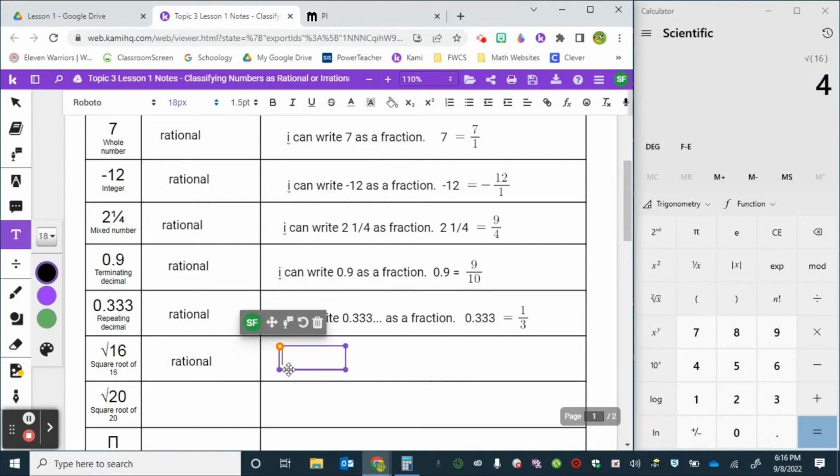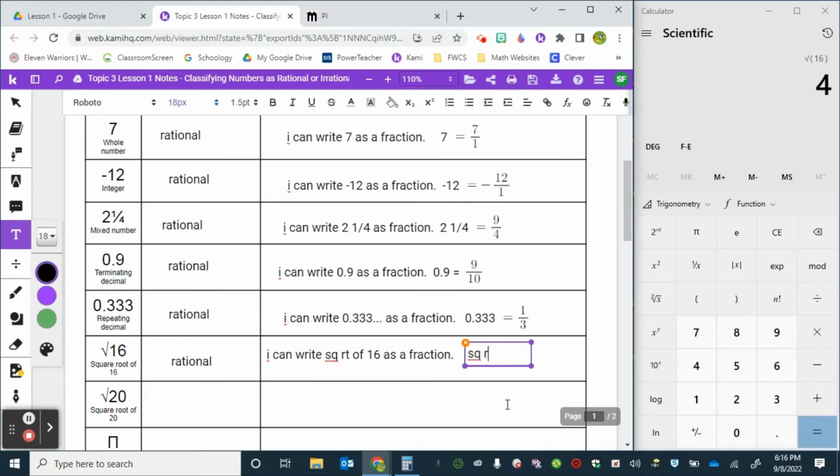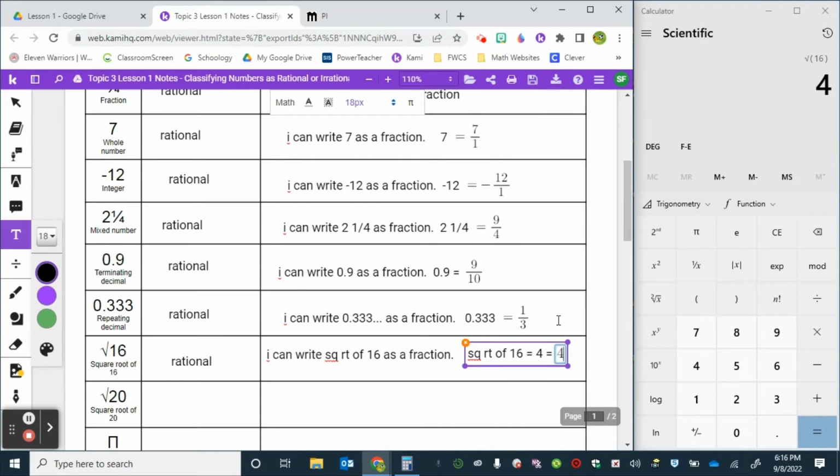And since I can write the square root of 16 as a fraction, that makes it a rational number, right? The square root of 16 equaled 4, and 4 equals 4 over 1, and that is in fractional form. 4 over 1 is the same as the square root of 16. That makes it a rational number.